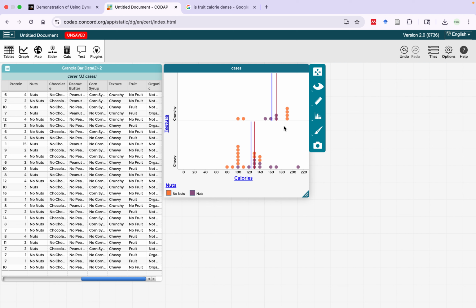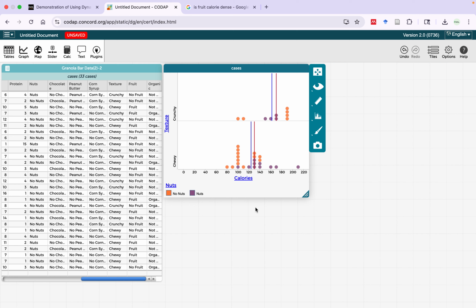I don't know stats well enough. Hold up. If I have a nut... okay, no, I do get it. If I have a nut granola bar, it could be 1, 2, 3, 4, 5, 6, 7, 8, 9, 10, 11, 12, 13, 14. 4 out of 14 chance of it being crunchy.